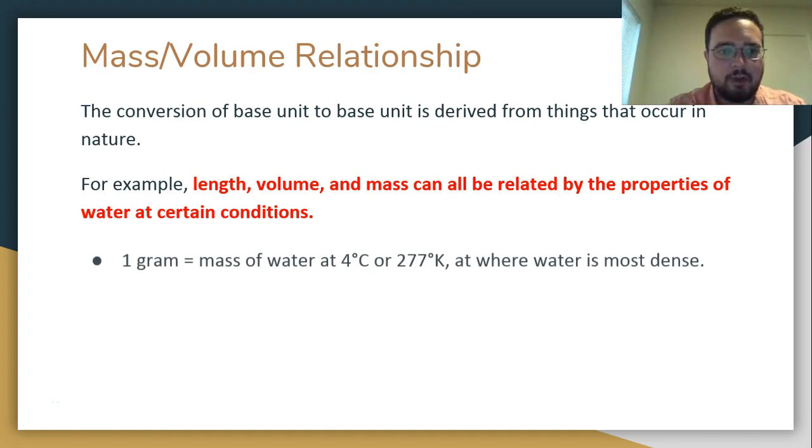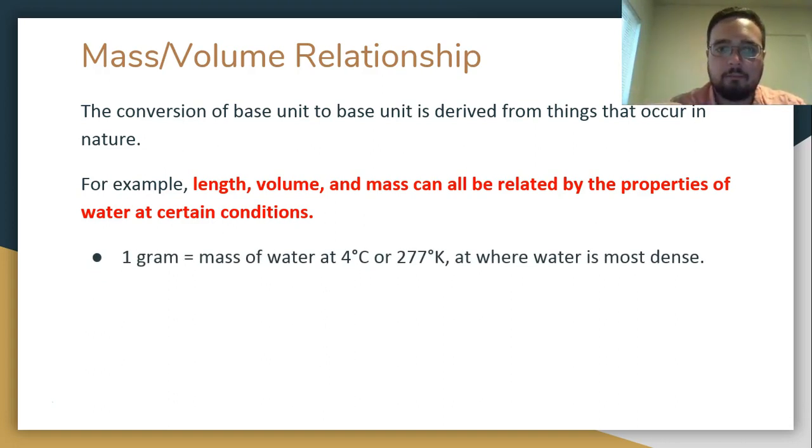So, for example, length, volume, and mass are all related to properties of water at certain conditions. So to kind of illustrate this a little bit, 1 gram is the mass of water at 4 degrees Celsius, or 277 degrees Kelvin. And it's because it's at where water is most dense. So since water covers 70% of the Earth, and 70 to 80% of our bodies are made of water-based molecules and materials, it was very important to kind of base our scientific relationships off of this, and also the versatility of water that later we'll explore in the year as well.